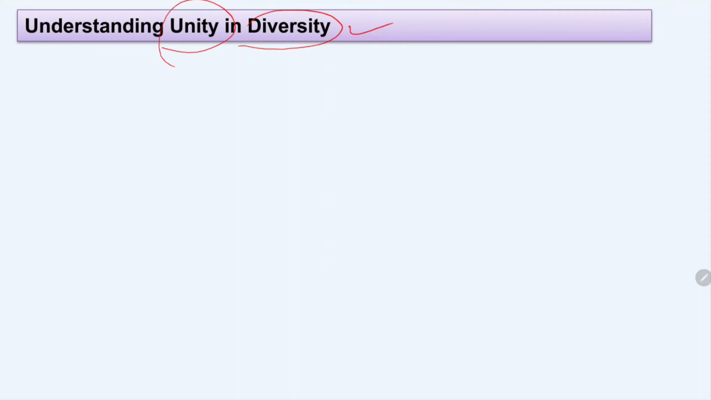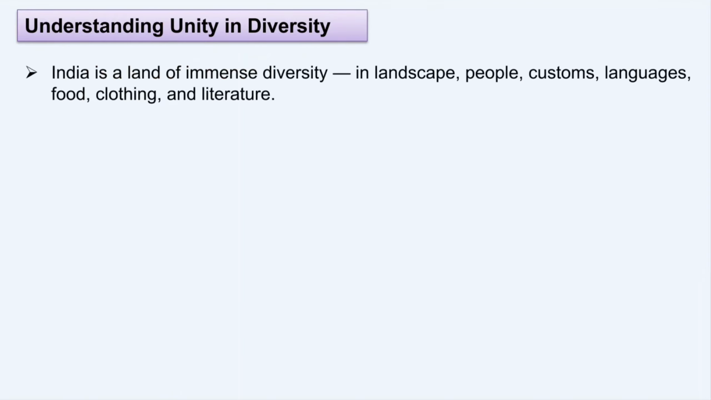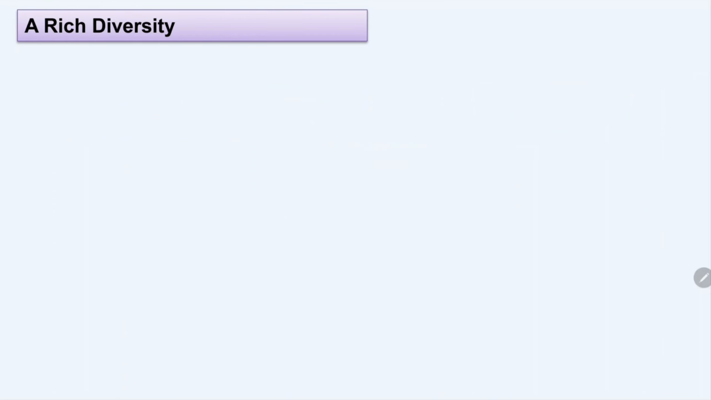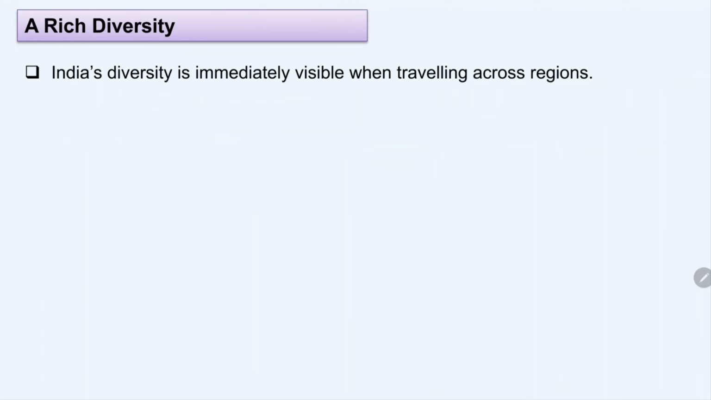We have already done it, so here we are going to quickly summarize whatever we have learned in our chapter. India is a land of immense diversity in landscape, in people, customs, language, food, clothing and literature, as I have already told you, isn't it? It has so much variety. Despite this difference, India demonstrates a remarkable unity. So about this we are going to understand in this chapter with examples. Your first topic is a rich diversity.